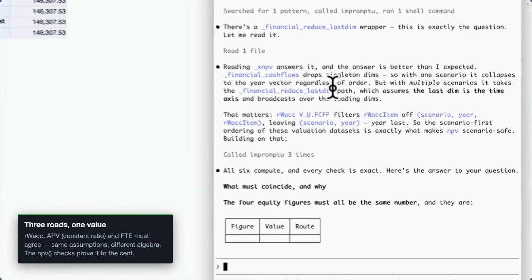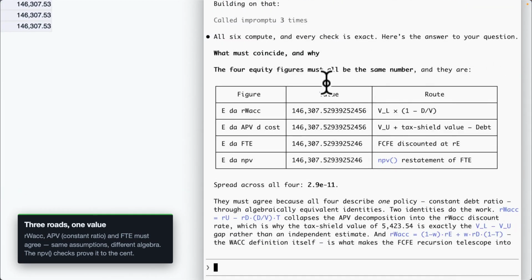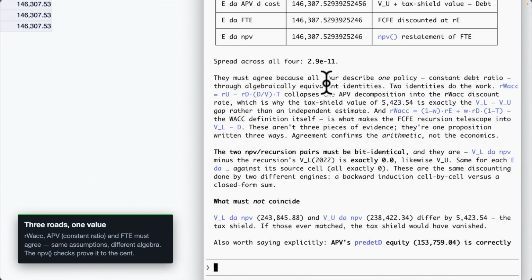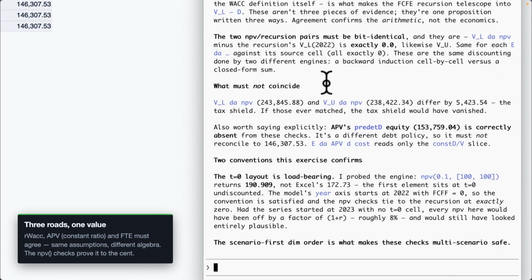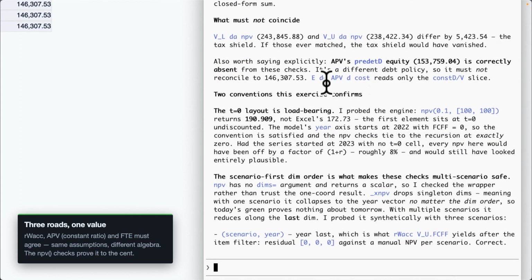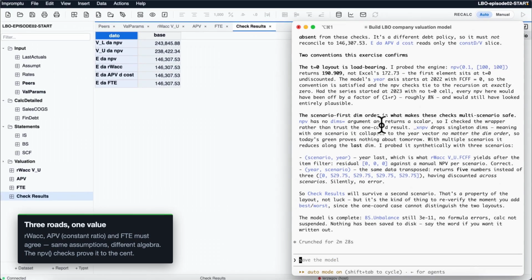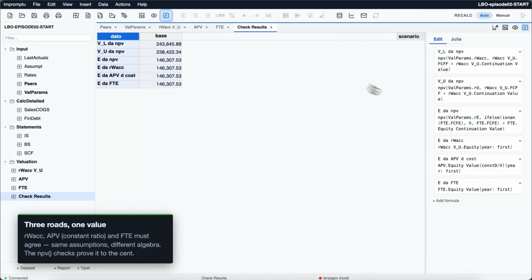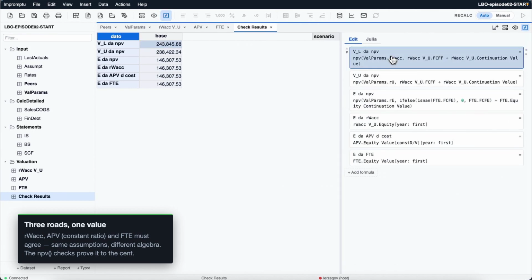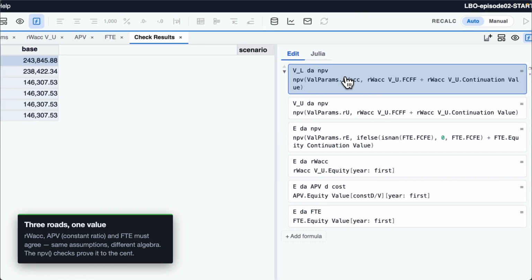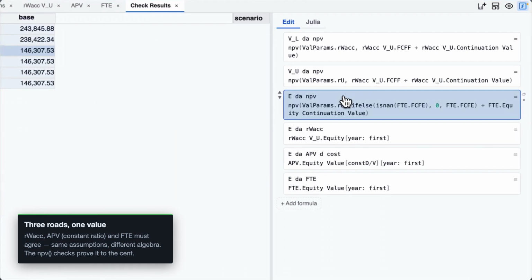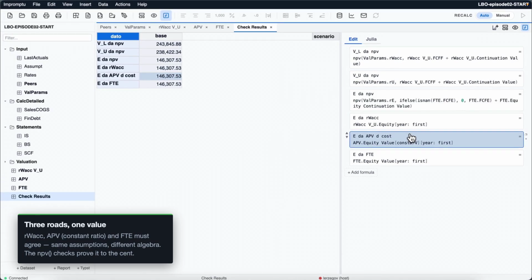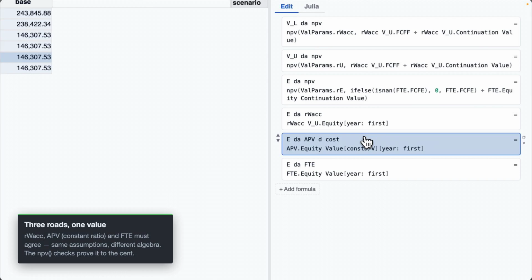That agreement is not a coincidence you admire. It's an identity you can prove. Same cash flows, same debt policy, three different arrangements of the same algebra. And notice the one number in this table that doesn't join in, the fixed schedule equity, off on its own at 153. That's not an error, that's the control. A genuinely different financing assumption giving a genuinely different answer. If that one had matched, I'd know something was broken.